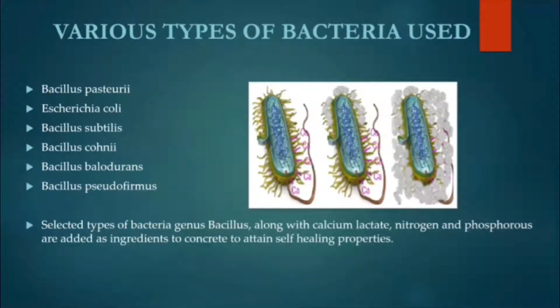Various types of bacteria used. There are various kinds of bacteria used in self-healing concrete. Some of them are Bacillus pasteurii, Escherichia coli, Bacillus subtilis, Bacillus cohnii, Bacillus pseudofirmus. Selected types of bacterial genus Bacillus along with calcium lactate, nitrogen and phosphorus are added as ingredients to concrete to attain self-healing properties. Here we can see the picture of bacterial action on self-healing concrete.